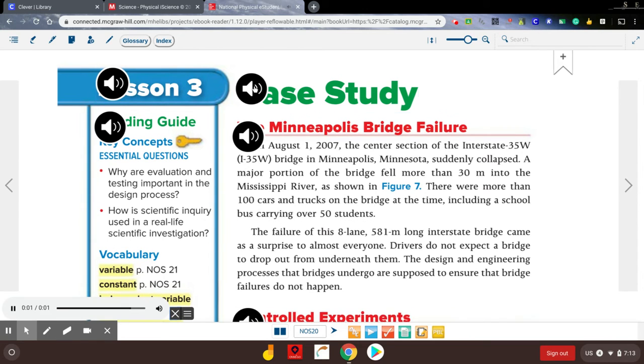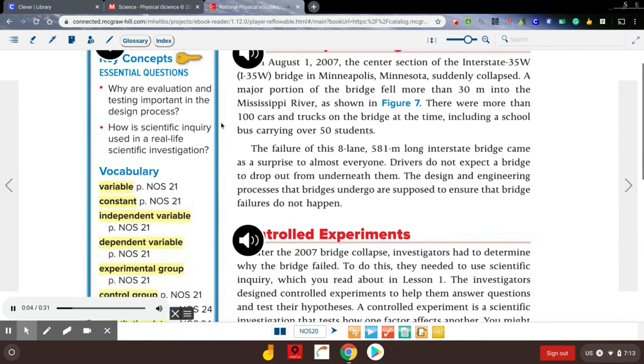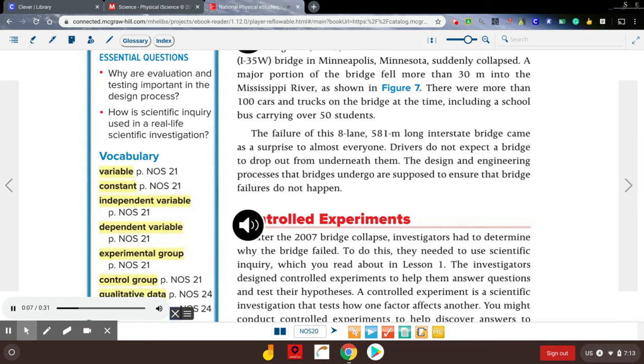Lesson 3. Case Study. Reading Guide. Key Concepts. Essential Questions. Why are evaluation and testing important in the design process? How is scientific inquiry used in a real-life scientific investigation?